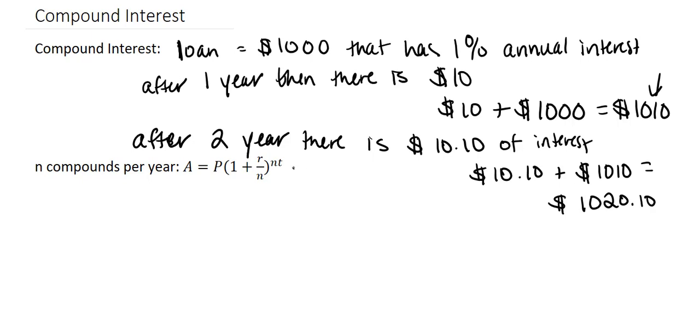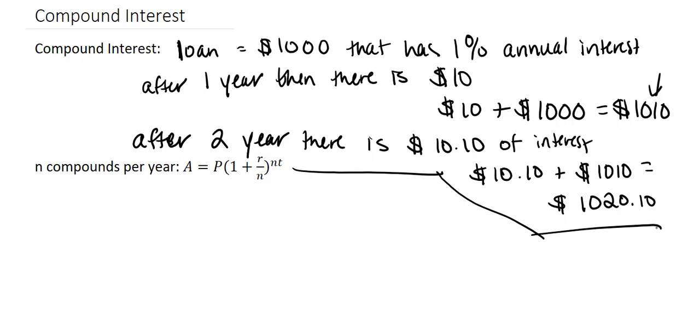And this would continue. So you're compounding on top of your interest that you accumulate. So this could work for you or it could work against you, depending if you have an investment or if it's like a loan you have to pay back.